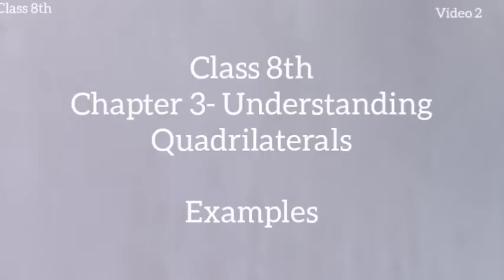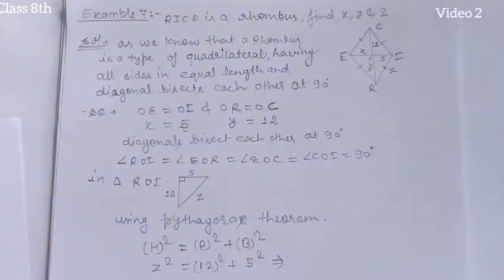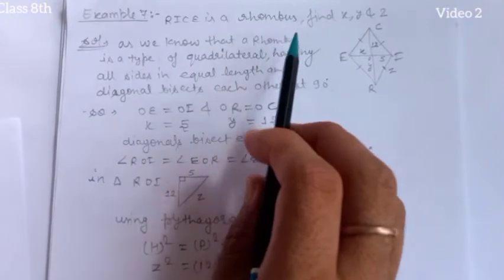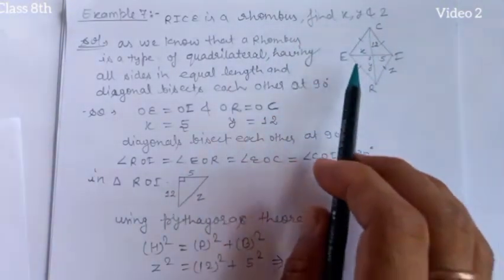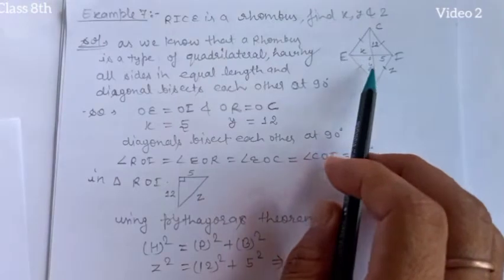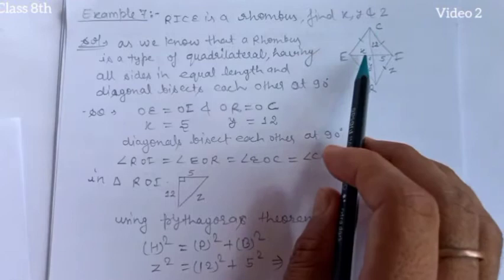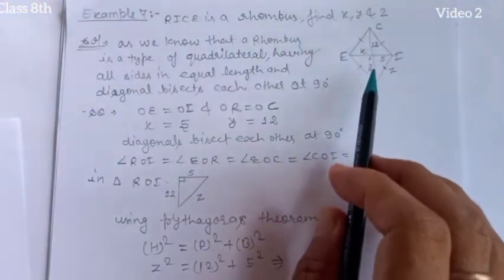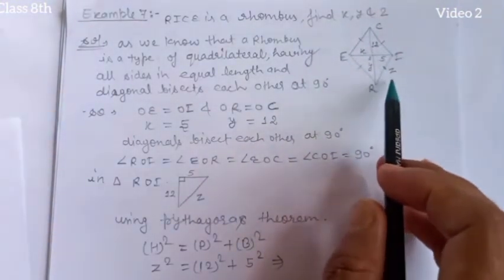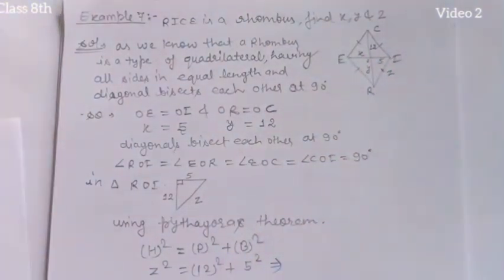Okay. Now since in the previous video we completed exercise 3.3, before starting exercise 3.4, let's do some questions of examples. Now example number 7. RICE is a rhombus. Find x, y, z. Here is the figure RICE. OI is given as 5 and OC is 12, OE is x, OR is y and RI is z. So we have to find the values of x, y, z, students.